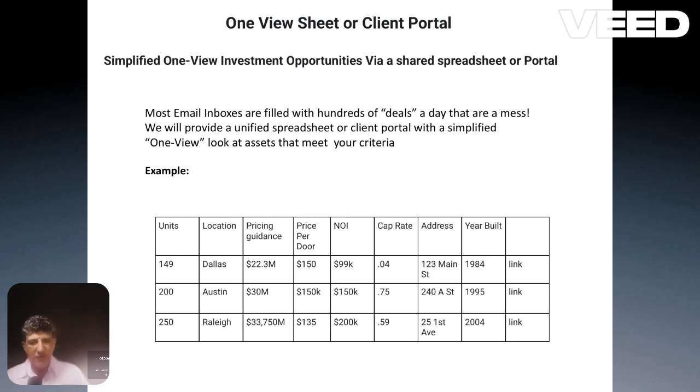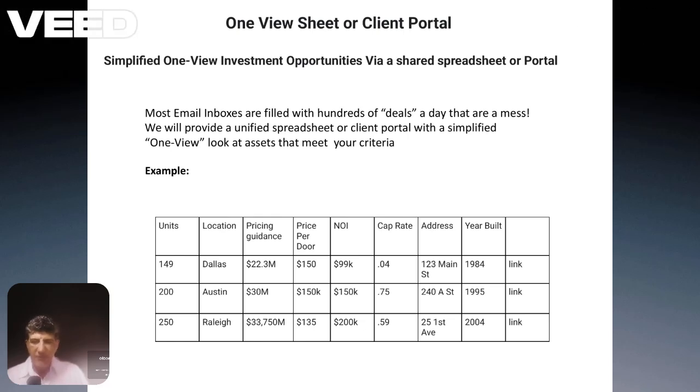How many units? Where's it located? What kind of pricing is expected? What's the price per door? What's the net operating income? Cap rate, they may or may not care right off the bat. Address, year built, and a link to other information.